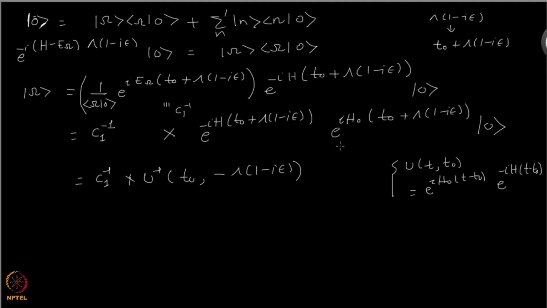What do you see? Yeah, that this will be the inverse of this. Okay, and then of course your ground state or the free ground state. So that we have, and with this I can write the following. That U inverse T naught minus lambda 1 minus i epsilon acting on free vacuum is this constant C1 times ket omega. Okay, so that's one relation we have found.